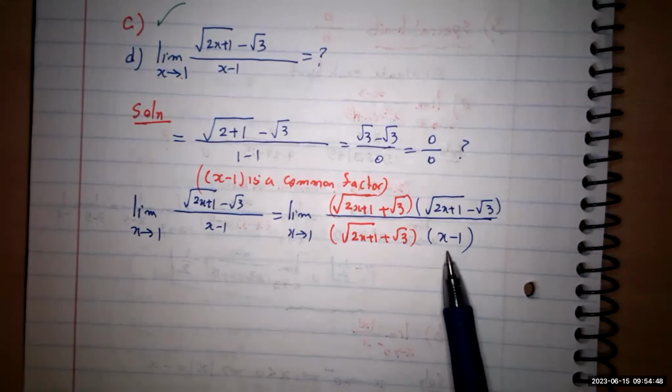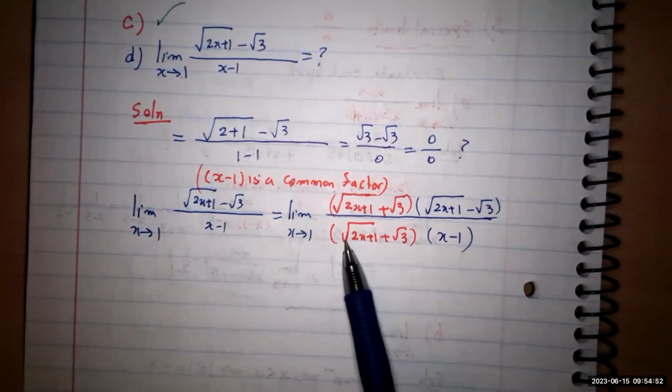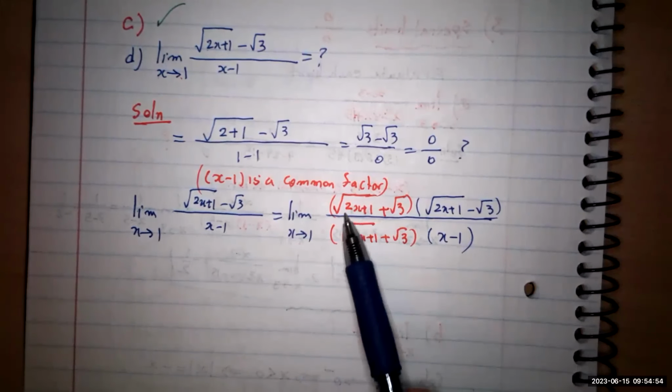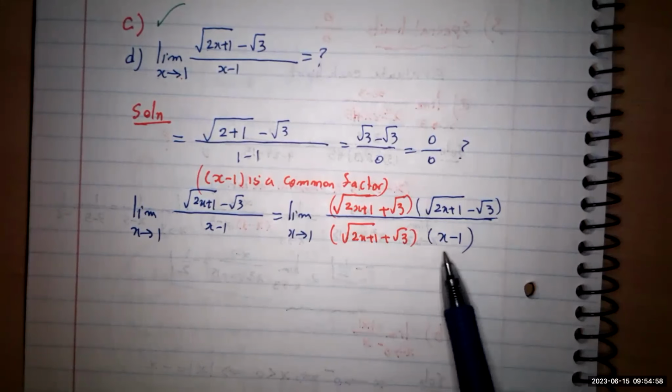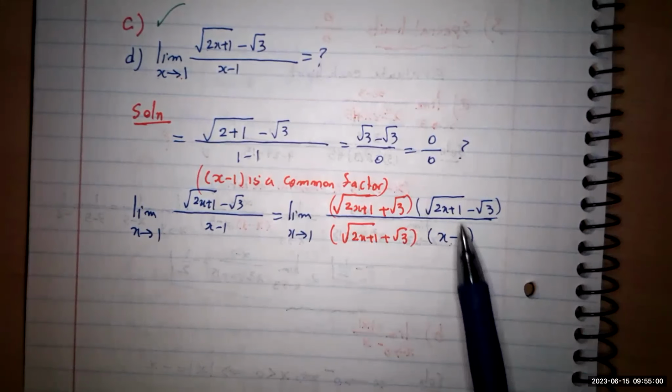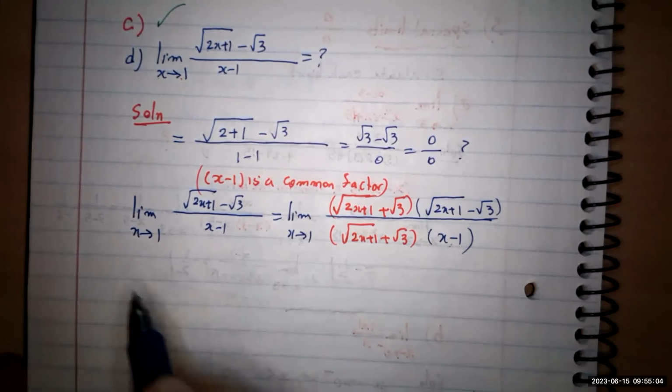Now, x minus 1 is already here, so you're not going to do anything to the bottom. But you have to continue on the top, multiply it, especially for this method, to create x minus 1 on the top. Automatically you should get it. Otherwise you probably missed something. Okay, so multiply the top.